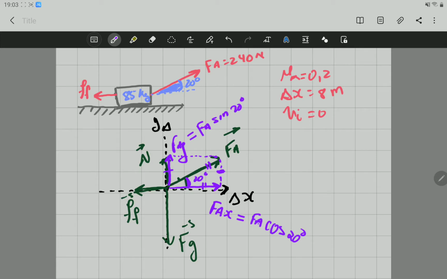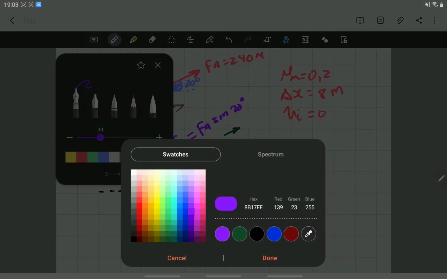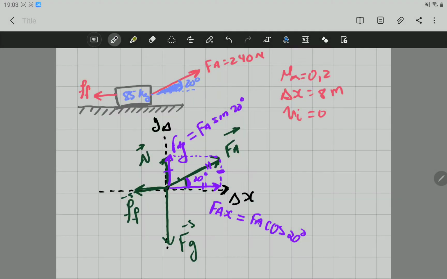Right? So this is the free body diagram, and we already resolved the applied force into two components because it is in none of the axes. Now we have all the information, we have the data, we have the free body diagram. Now we are ready to go and start solving the problem. So let's go to 1.1.